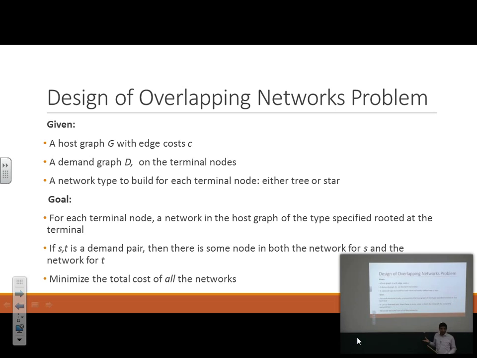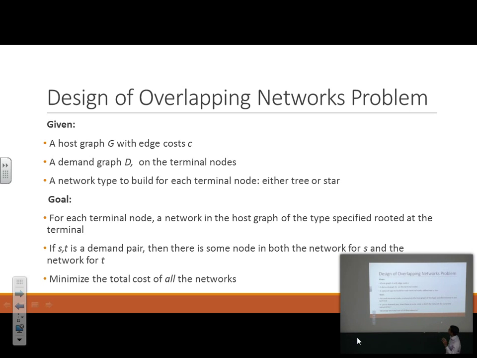We have a graph, an undirected graph, which I'll call a host graph. It has costs on the edges. There is a demand graph which specifies pairs of terminal nodes as its edges, okay? And here's the new twist. Every terminal builds its own network. So I'm not building one network, every terminal builds its own network, okay?